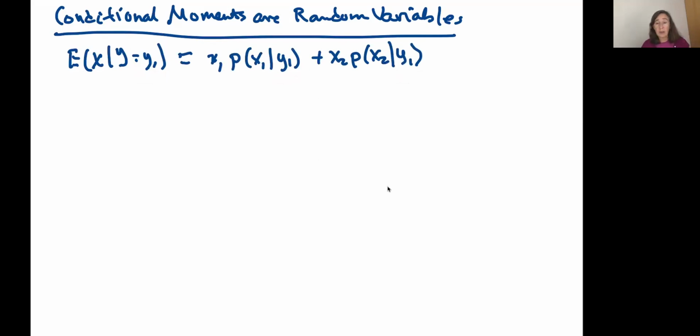We could do the variances the same way. If we wanted the conditional mean of x conditional on y2, we'd use those probabilities. So that part's good.